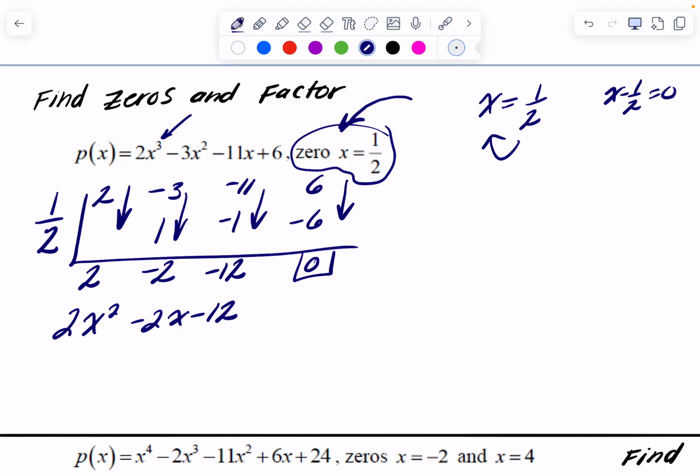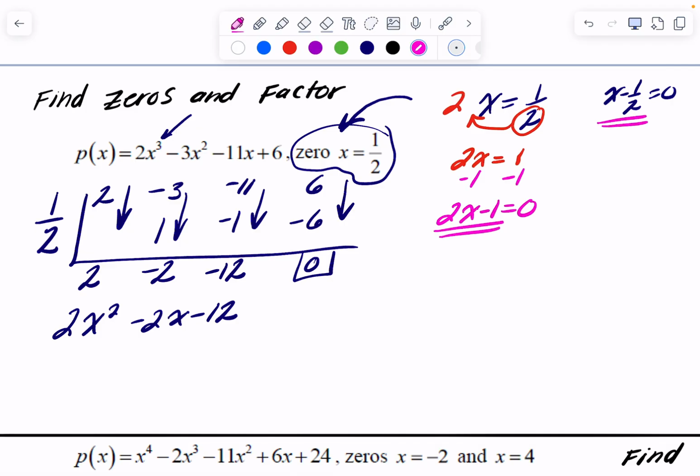Technically, no, but that's not how we should be doing it. Instead, we should be timesing by 2. 2x equals 1, and then minusing 1: 2x minus 1. We want these pretty non-fractional factors. Those both have the same solution. Isn't 1/2 a solution for both? But we're going to want the non-fraction one.